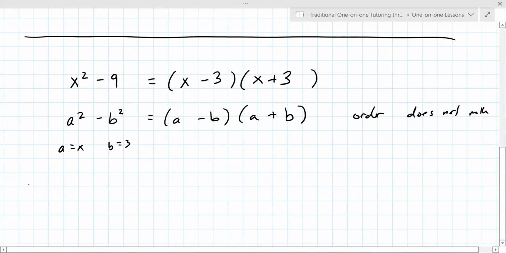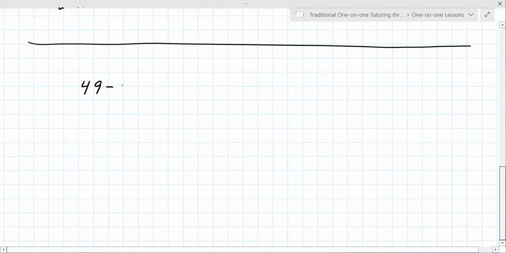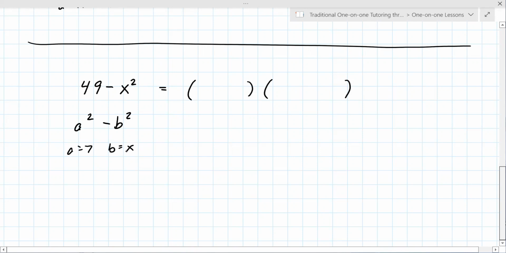Okay. All right. Now let me give you one that's slightly different. How about 49 minus x squared? So it doesn't matter that the variable is second. It's always a squared minus b squared. A comes before the b. Okay, so a is 7 and b is x. Yes. So then it's 7 minus x. Then in the other box, 7 plus x. Good. Very good.